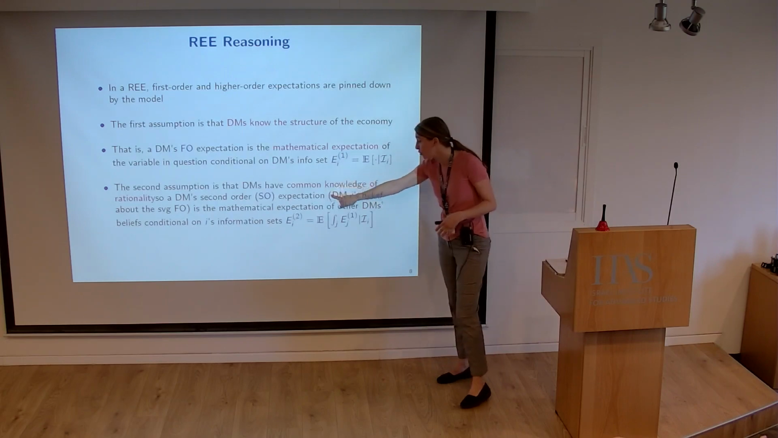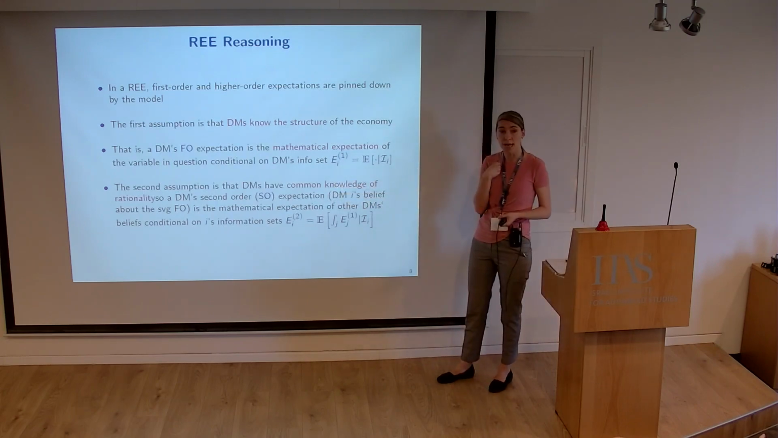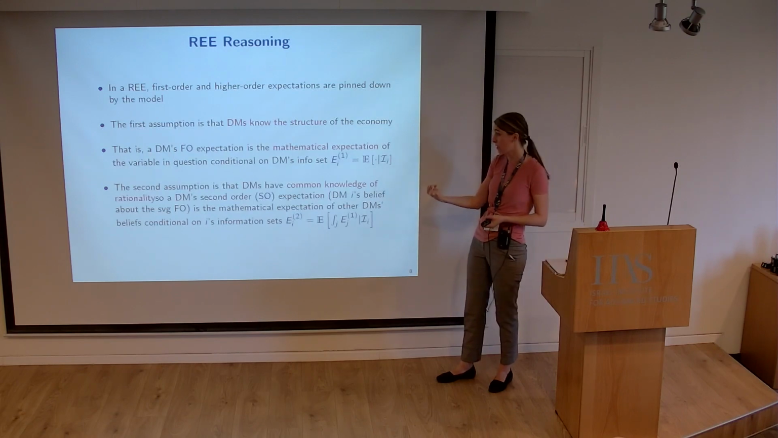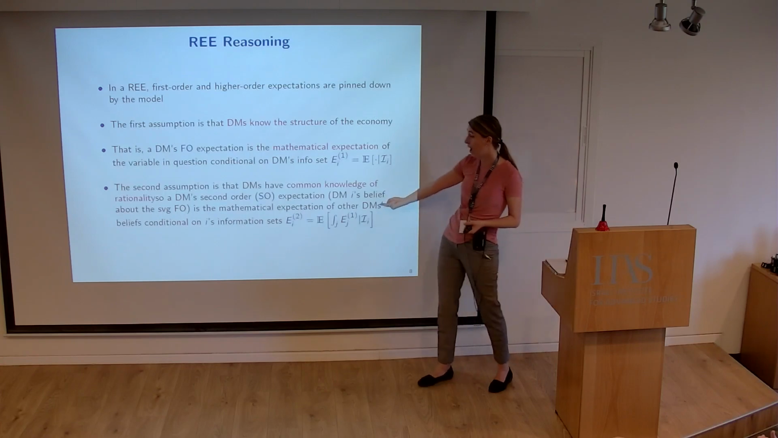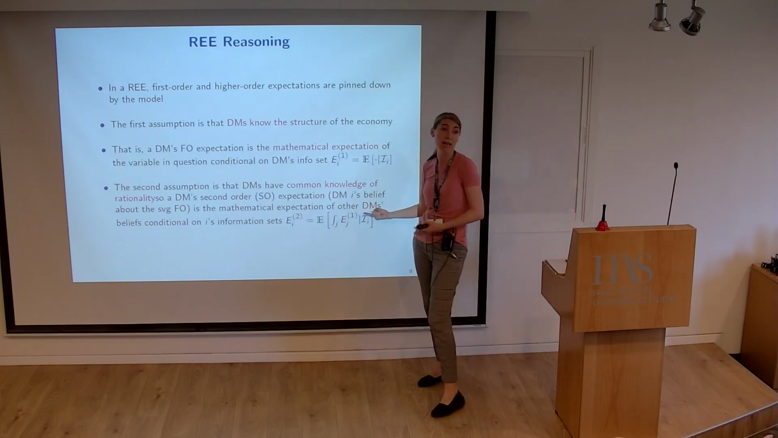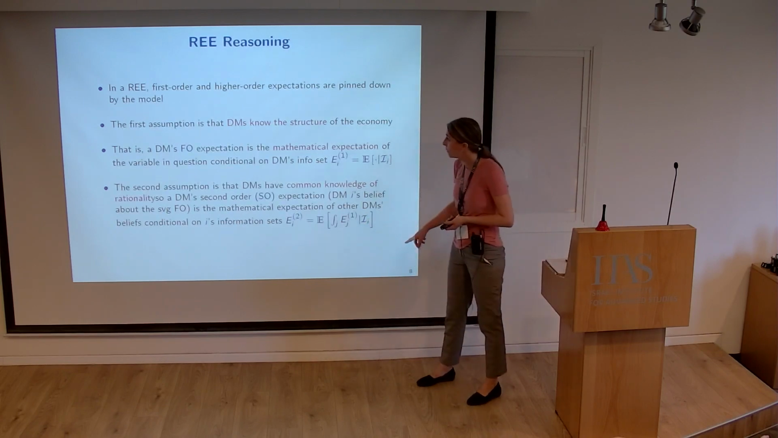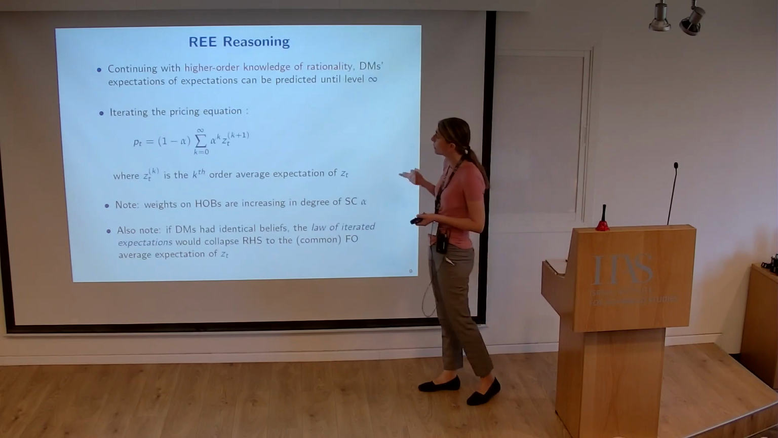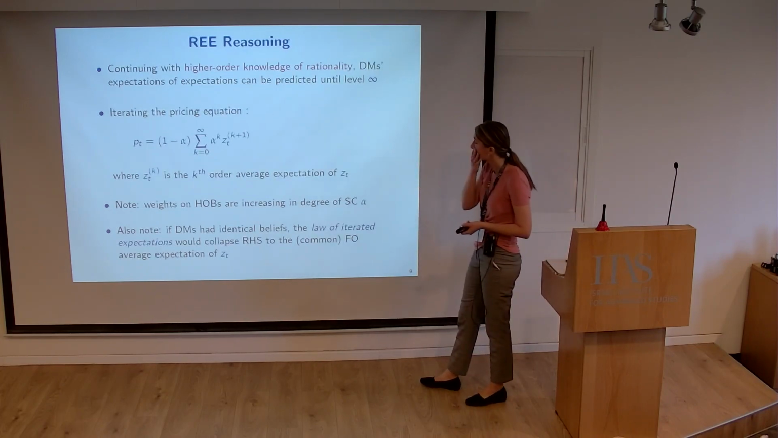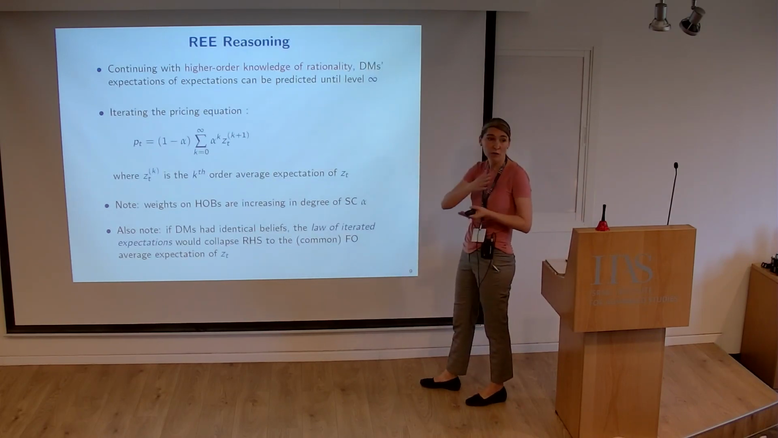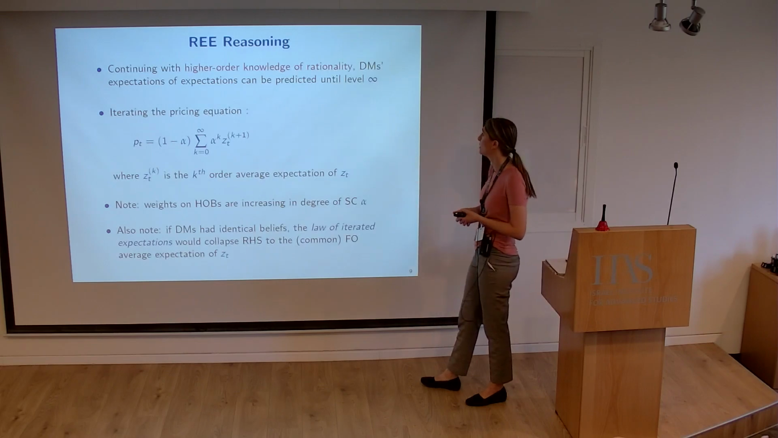Then the second order expectation, so decision maker i's belief about the average action of people, is going to also be the mathematical expectation of other people's actions and hence of other people's beliefs, conditional on i's information set. Okay? And we can iterate this, continuing with higher order knowledge of rationality, and you can solve out the full set of higher order beliefs until you reach level infinity.